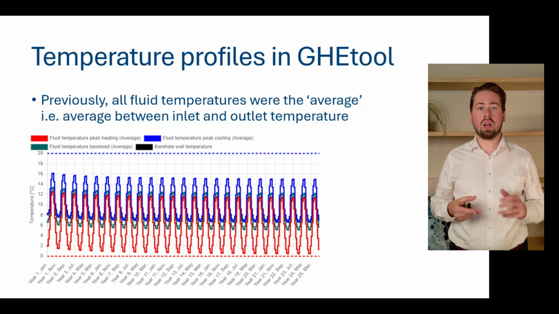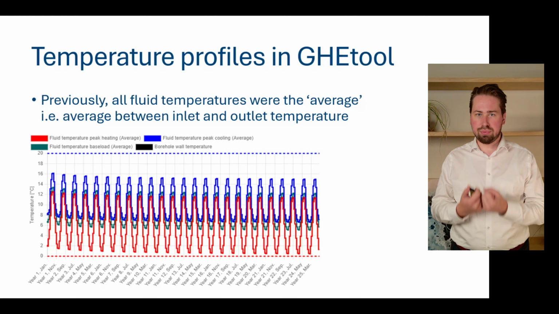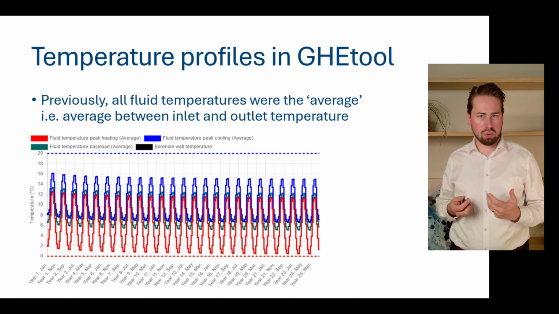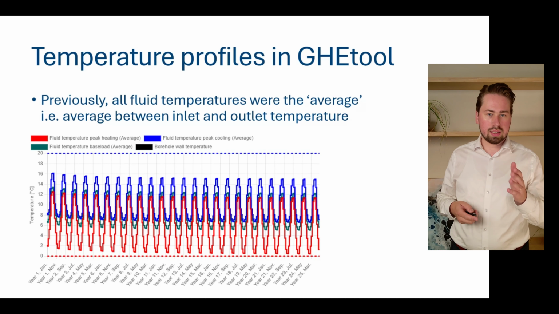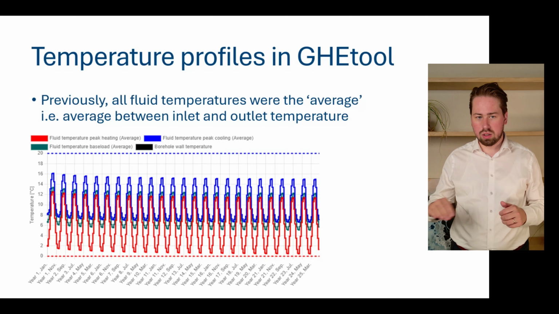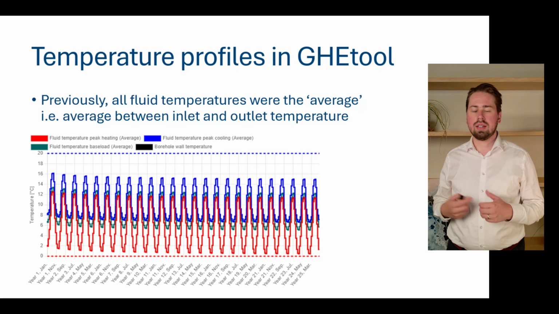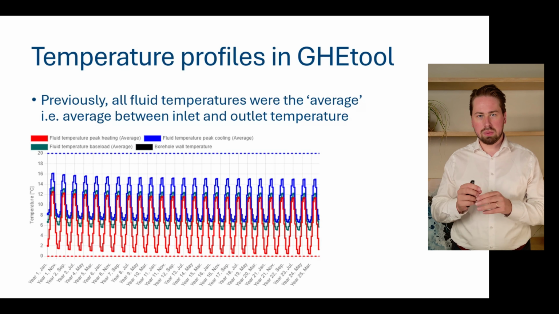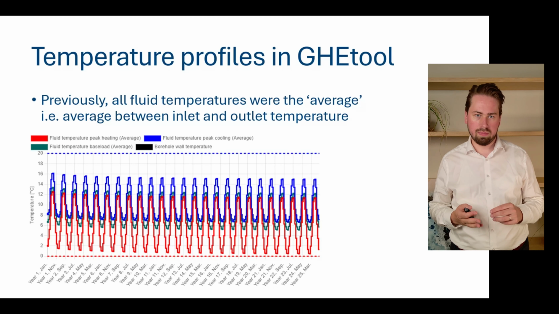Now, typically the fluid temperatures you see on these graphs, and that's the way it has also been historically in GHEtool, are the average fluid temperatures, which means the average of the inlet and the outlet temperature of your bore field. So in case you see here, we're going down to 0 degrees during our peak heating after 25 years. This is the average fluid temperature inside of a borehole.